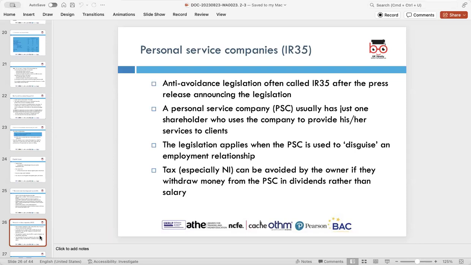So basically, IR35 looks at the nature of the relationship between the individuals and the clients. They are providing services through the PSC. If it is deemed that the individual is acting more like an employee than a genuine independent contractor, then IR35 may apply and the individual may be required to pay tax and national insurance contributions as if they were an employee.